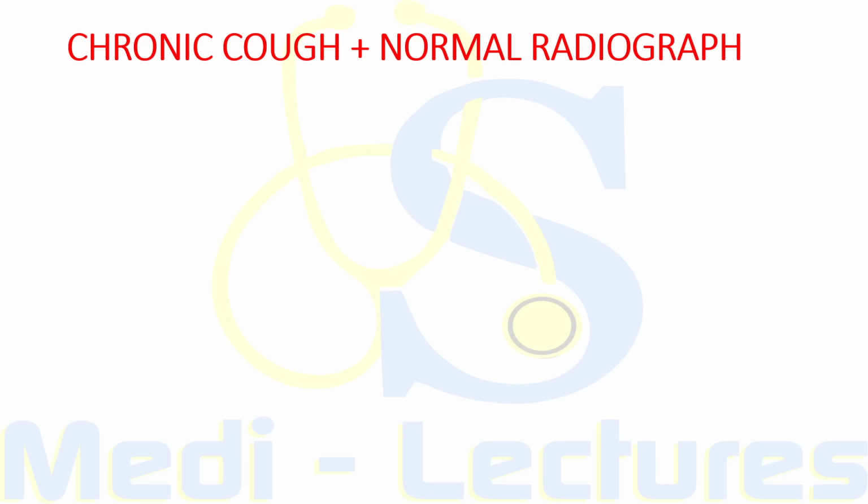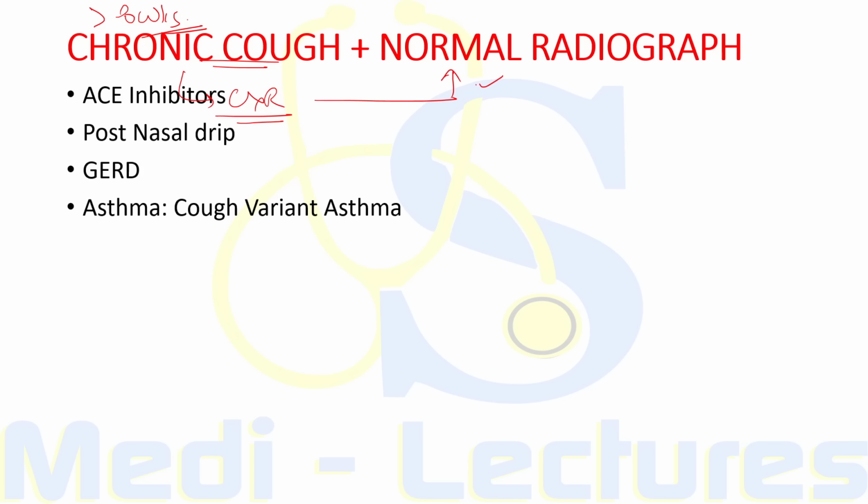Now, what can be the causes of chronic cough with normal radiograph? So, as we have already discussed, chronic cough is one which is present for more than 8 weeks. We have to do radiography in all the cases of chronic cough. If on radiography there is no abnormality detected, then in more than 90% of the cases, the causes include use of ACE inhibitor, post-nasal drip, GERD or cough variant asthma. So more than 90% of the cases of chronic cough with normal radiograph is due to these 4 conditions.